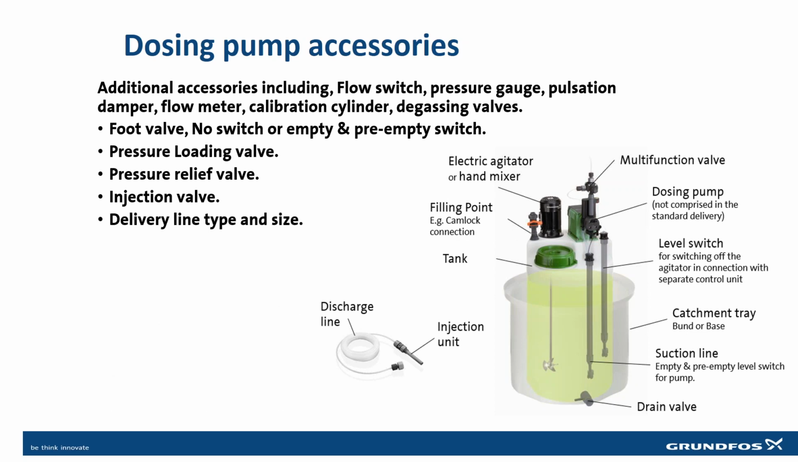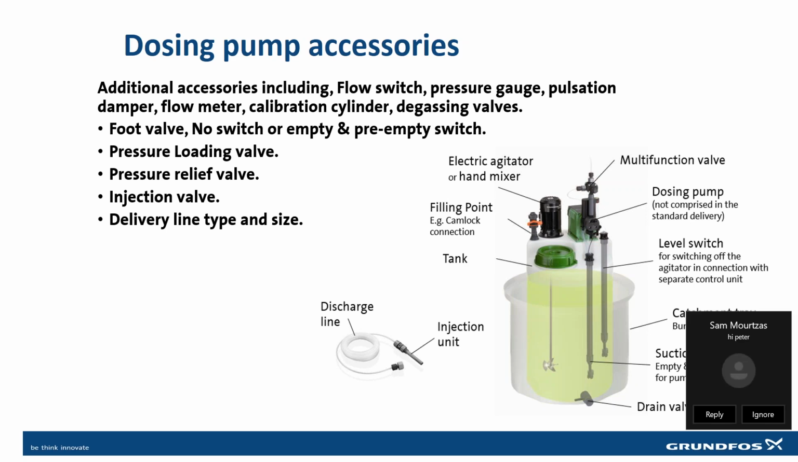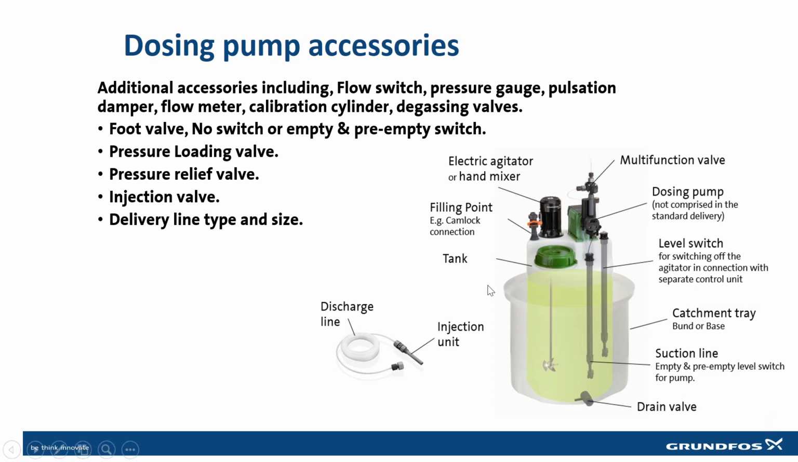And finally, discharge line. It's a delivery tube. A, it has to handle the pressure of the process required. B, it has to be the correct size for the dosing pump. So it's important to have the right size there.